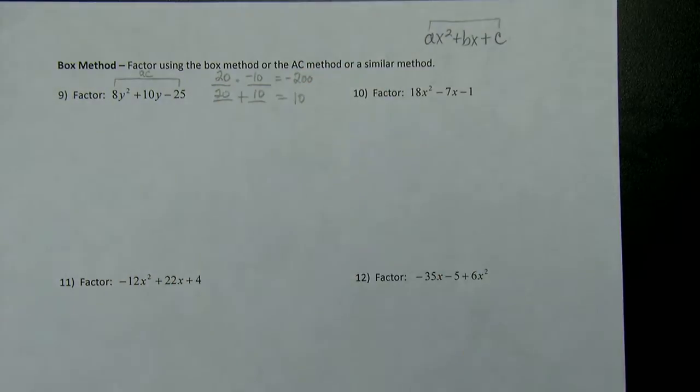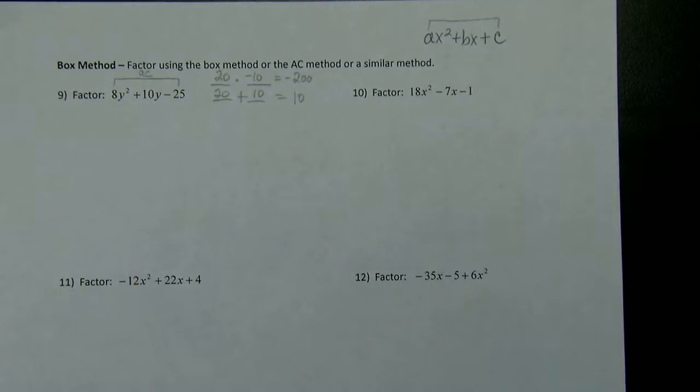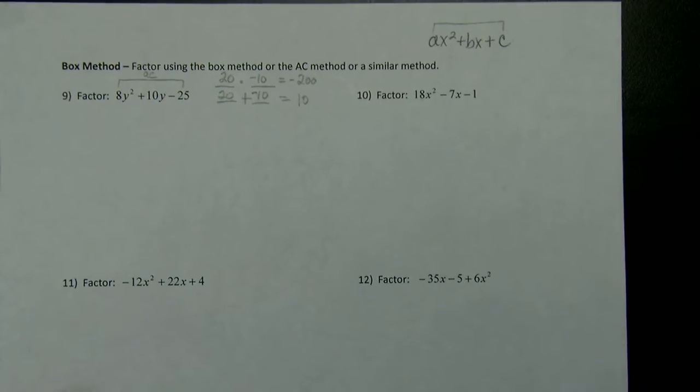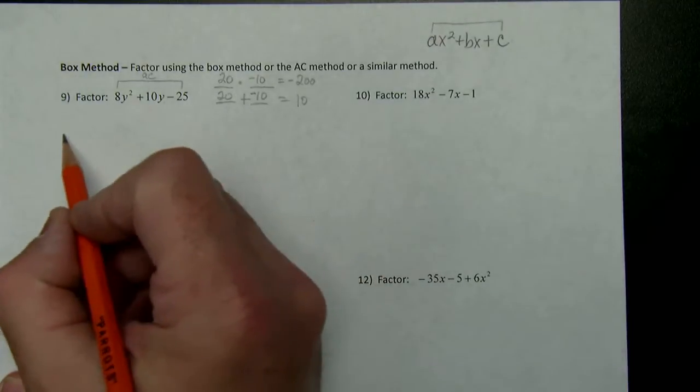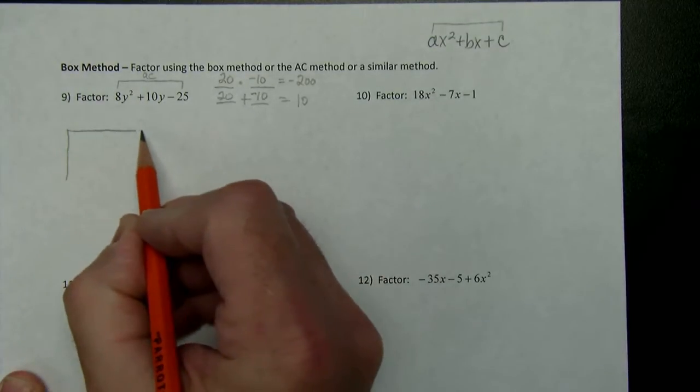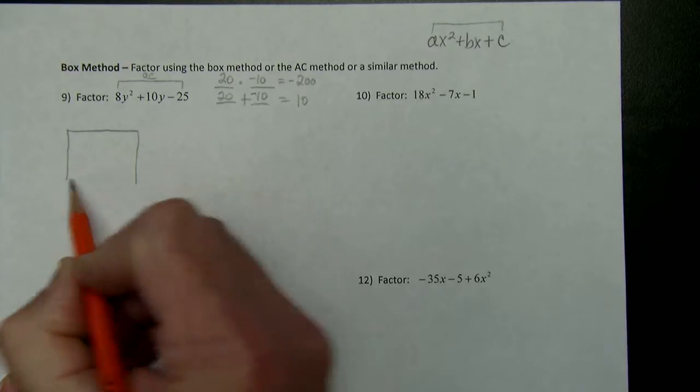20 times negative 10 is negative 200. 20 plus negative 10 is positive 10. So those are the two numbers, but it's not quite as simple as before. We can't just plug them in and be done. So first I'm going to show the box method, which is to create a box. And what we're going to be trying to do here is factor this into binomials.